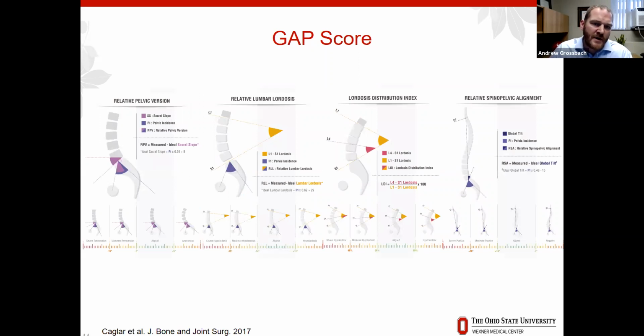Yeah, so talking about alignment, GAP score is a somewhat newer system that expands on some of these spinal pelvic parameters. So looking at relative pelvic version, what their measured versus ideal sacral slope is, relative lumbar lordosis, similar to PI minus LL, mismatch on where you want that. Lumbar lordosis distribution index, definitely something to keep in mind. You want a lot of your lordosis, typically at least 60%, between L4 and S1. So if you have a patient with a flat back, you'll probably want to do a PSO at L2. It's very non-physiologic. They're going to have increased risk of running into problems. And then relative spinal alignment, it's looking at global spinal alignment like SVA plus pelvic tilt.